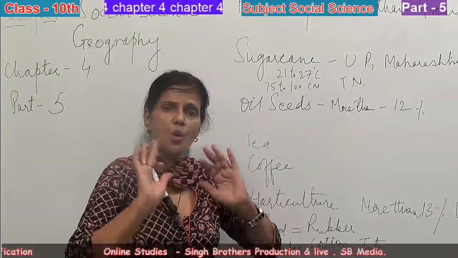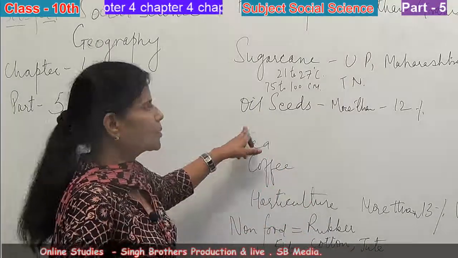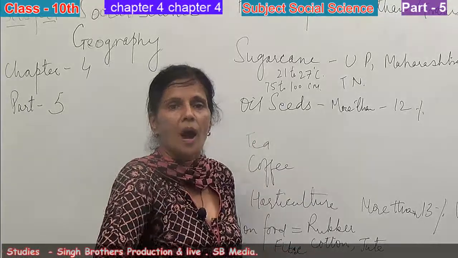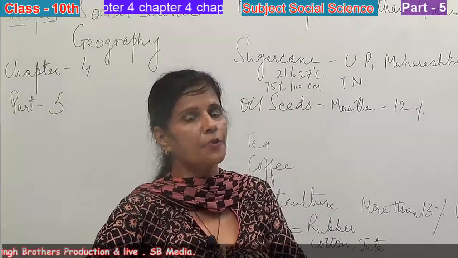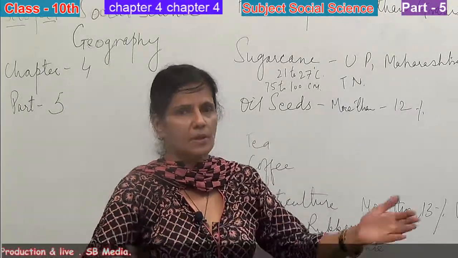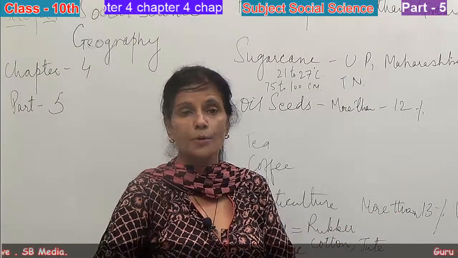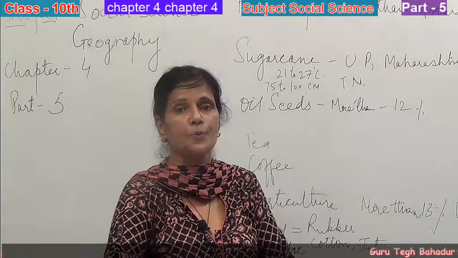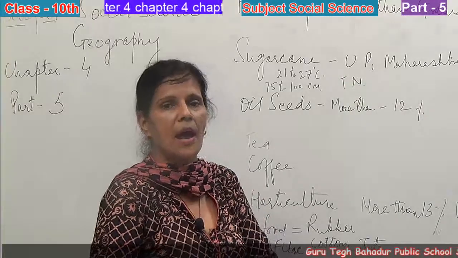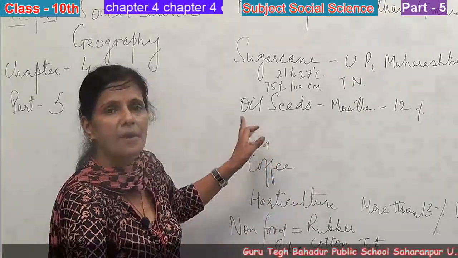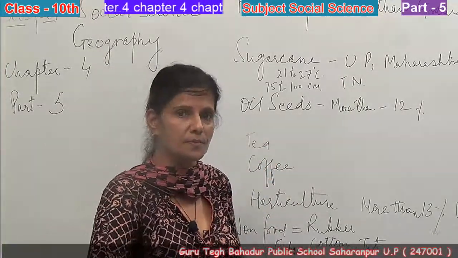So almost all types of oil seeds are grown in India. However, groundnut is a kharif crop, and the climate of India is again good for it. Gujarat is the largest producer of groundnuts, and Indian groundnuts are famous all over the world.